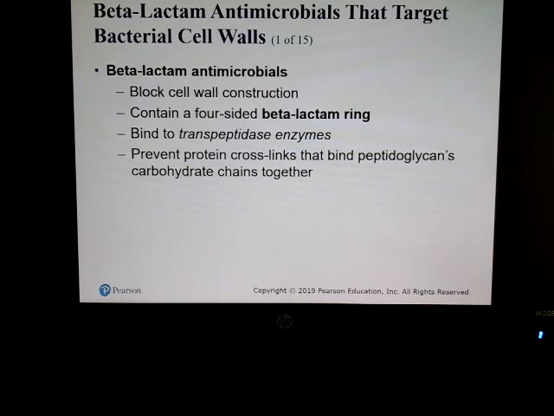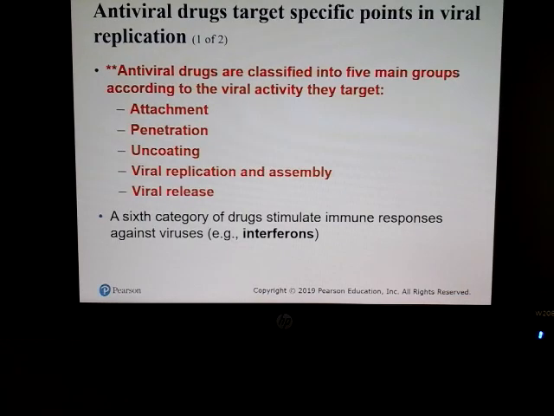Now, we have what are known as beta-lactam antimicrobials. Again, penicillin is an example of that. And basically, it binds to transpeptidase enzymes.